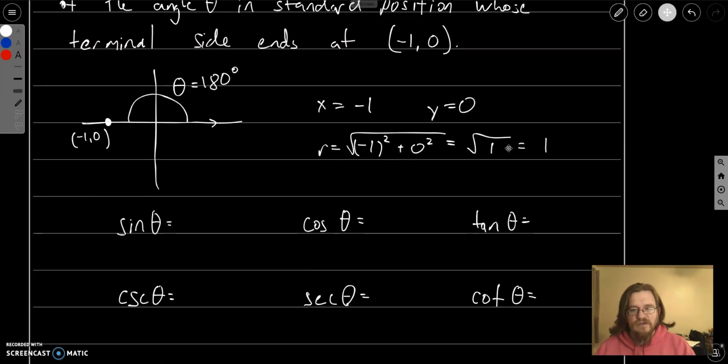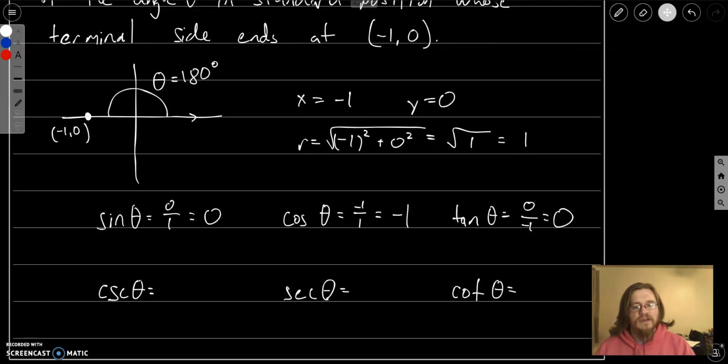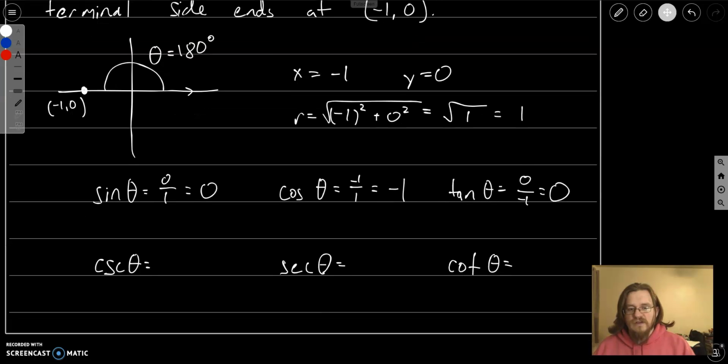Nice. So now when we look at our sine, cosine, and tangent, what we'll see is that sine, which is going to be y over r, so that's 0 divided by 1. This just happens to be 0. The cosine is x divided by r, so -1 divided by 1. Anything divided by 1 is just itself. And then the tangent, which is going to be y divided by x, which is also 0. Okay, so far so good.